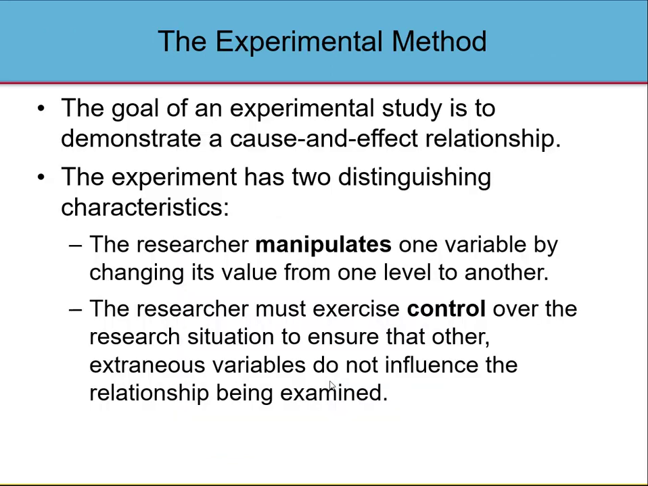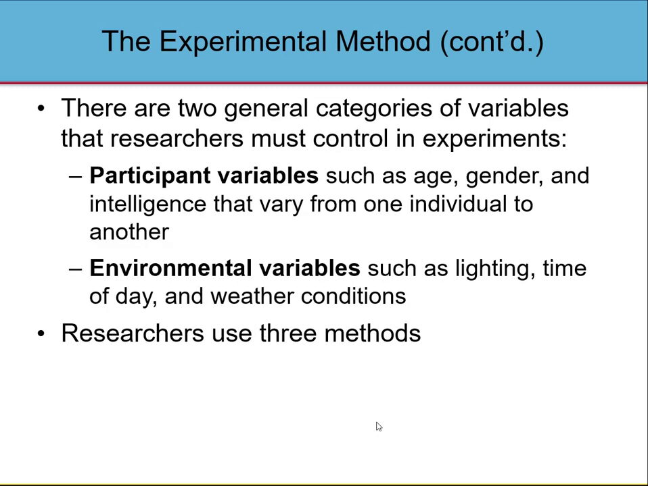So the goal of the experiment is to determine cause and effect, right? You're going to manipulate one variable by changing its value from one level to another. Either you get the treatment or you don't. And you must exercise control over the research situation to ensure that extraneous or confounding variables do not influence the relationship being examined. We have different types of variables.